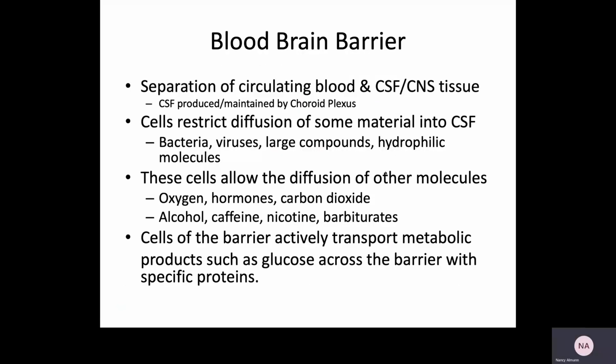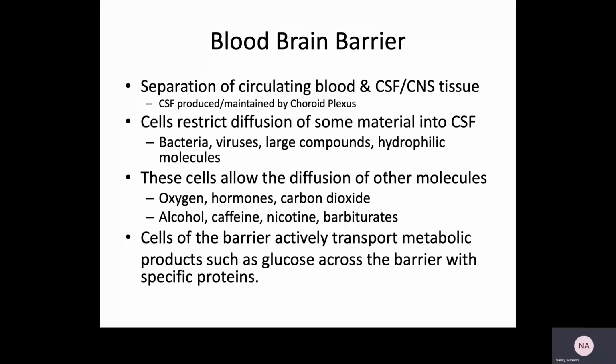Let's talk about the blood-brain barrier. What is it? It's a barrier between the blood and the nervous tissue of the brain. So we separate the blood that's in the circulatory system and brain tissue, as well as the CSF. We know that the CSF is produced and maintained by the choroid plexus. I keep saying that so you remember it. The choroid plexus is basically this network of ependymal cells.